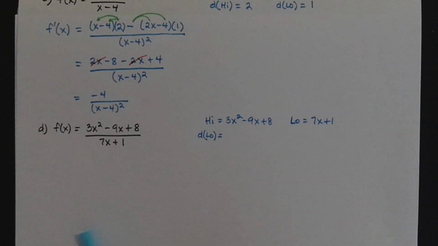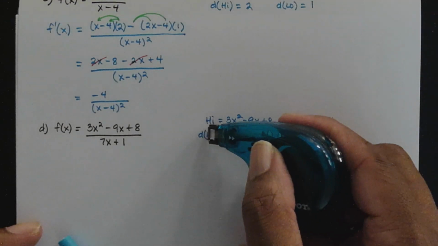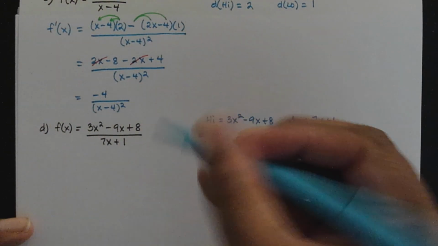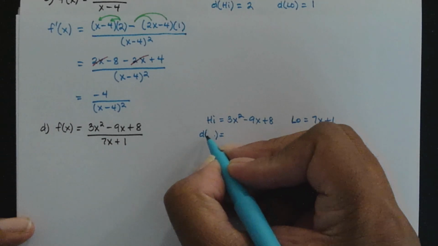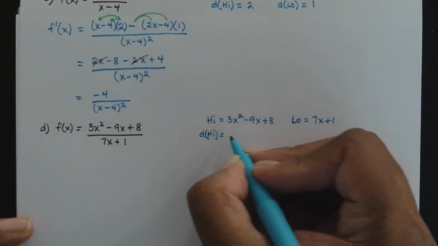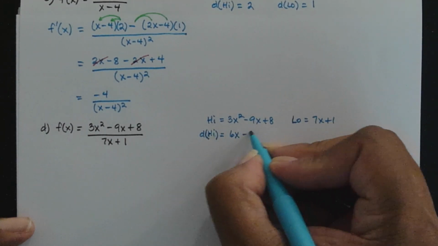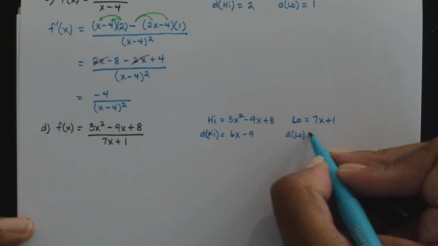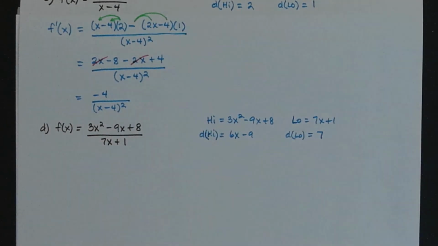Seven. I mean, the derivative, I'm sorry, of the high. 6x minus 9. Yep, 6x minus 9. And the derivative of the low would be 7. So the derivative of the high is 6x minus 9, and the derivative of the low is 7.